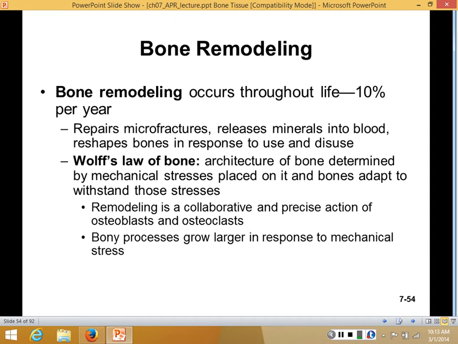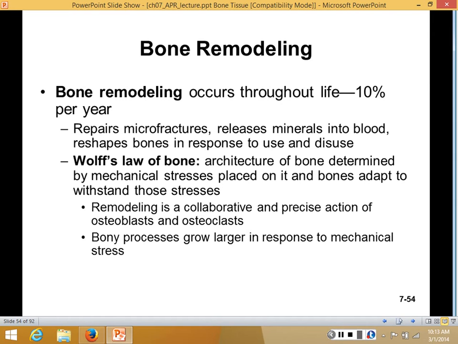So what is bone remodeling? Those little hairline fractures. Has anybody had a hairline fracture in here? Little bitty tiny fracture. You don't even have to go to an orthopedic doctor, it just repairs itself. Release minerals into the blood. Calcium, phosphate. Okay? It's responsible for maintaining the blood calcium concentration, remember? That's bone remodeling. Reshapes the bones in response to what? Use, disuse. Not using them, using them.